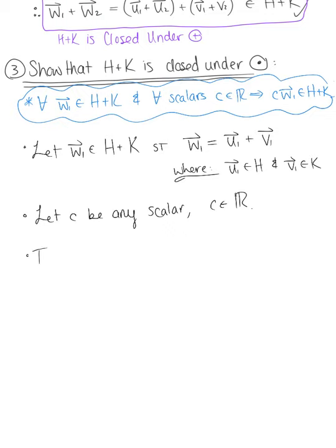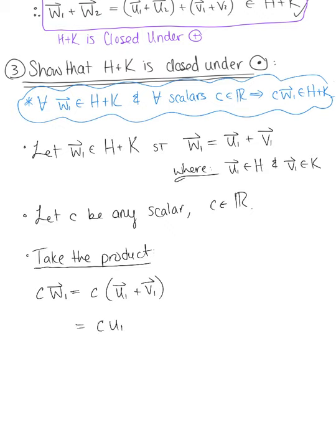And so we're ready now. We want to take the product. So I have scalar C multiplied by vector W sub 1. That's equal to C multiplied by the sum vector U sub 1 plus vector V sub 1. And distributing our scalar C through here, we have the scalar multiple C times vector U sub 1 plus the scalar multiple C times vector V sub 1.